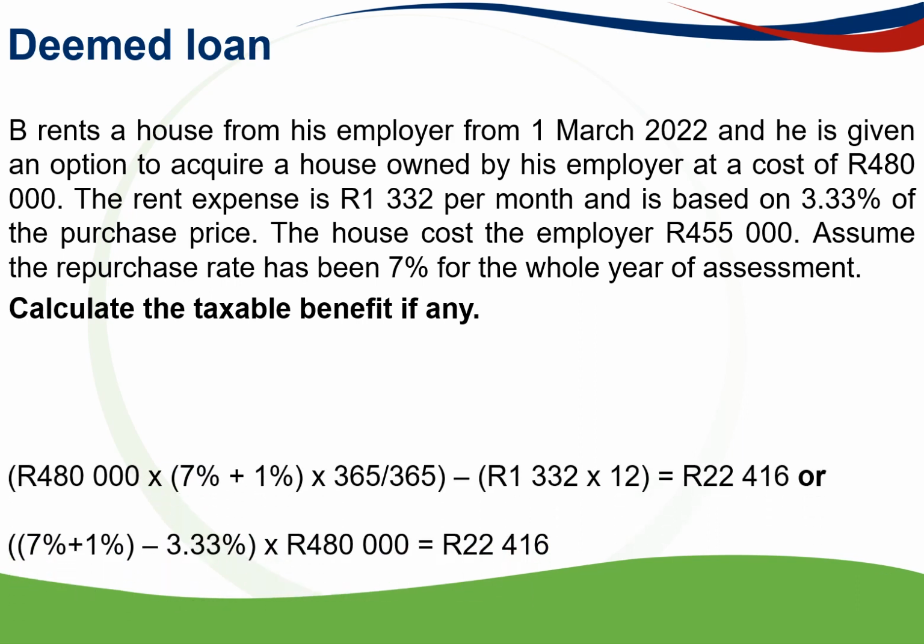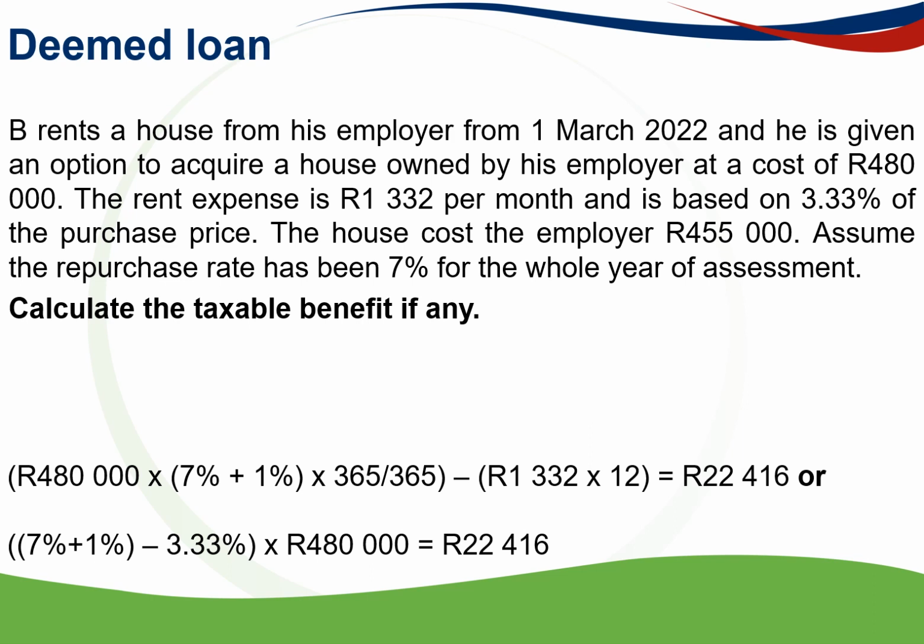The calculation is as follows. The purchase price in the agreement is 480,000 Rand, multiplied with the official rate of interest, which is calculated as the repo rate of 7% plus 1% gives you 8%, and it's for the full year, 365 divided by 365, minus the rent that was paid for the house by the employee, so it was 1,332 Rand times 12. Then we get the value of the benefit is 22,416 Rand.